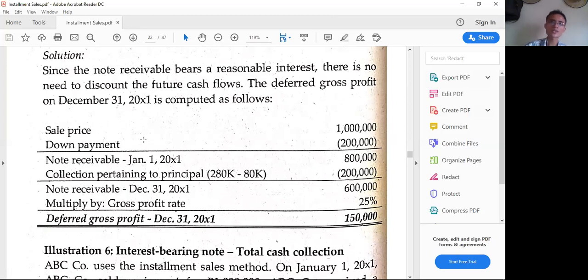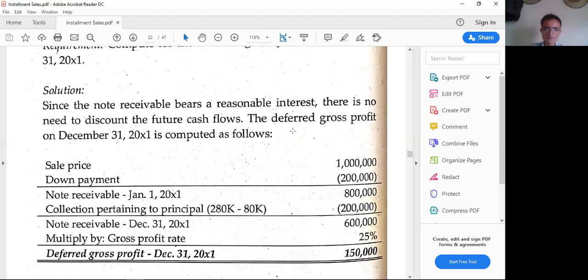That's what I've said. So I repeat, if non-interest bearing, what we are going to do is check if there is a cash price equivalent. That is the fair value. So if given, we have to use it. If not given, then we are going to extract the amount of the present value of the installment receivable. And if it is an interest bearing note, the selling price is already the present value. No need to discount. So that's why 1 million minus 200,000.